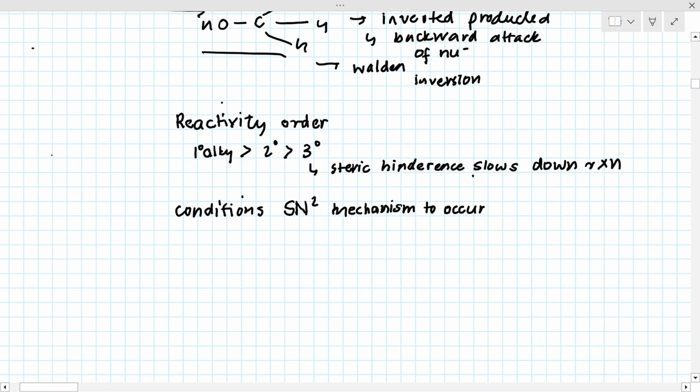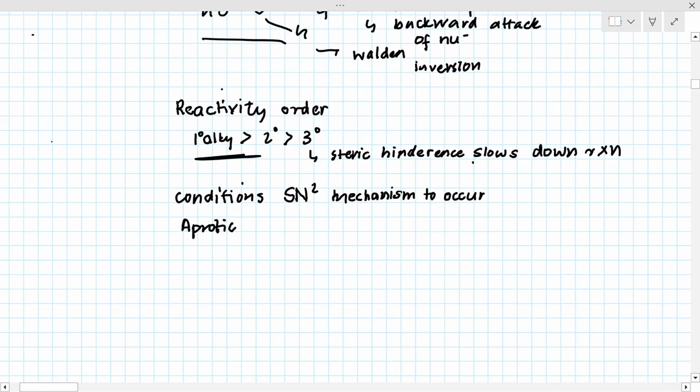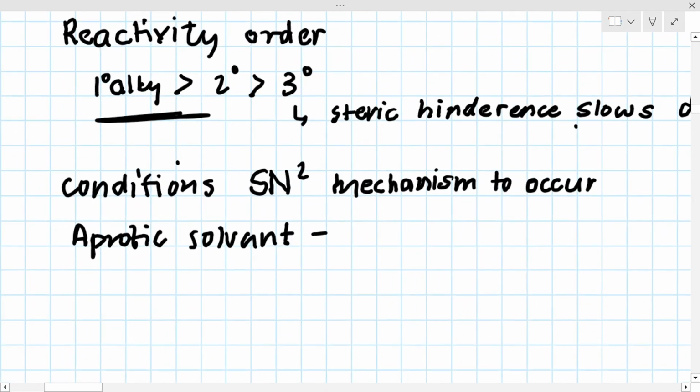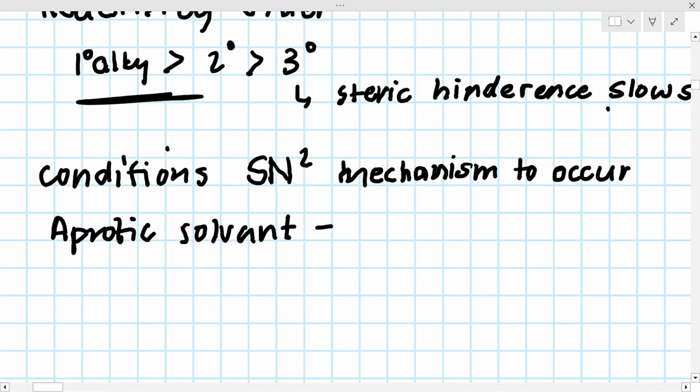For that, you usually prefer 1-degree alkyl groups. The other one is you should use an aprotic solvent. Why should you use aprotic? What is the point of using aprotic? There should be some reason, because all of these things are happening due to some reasons. No scientist is just using some solvent for creating a mechanism, because they need certain things. For everything you need a reason. You need something to achieve.